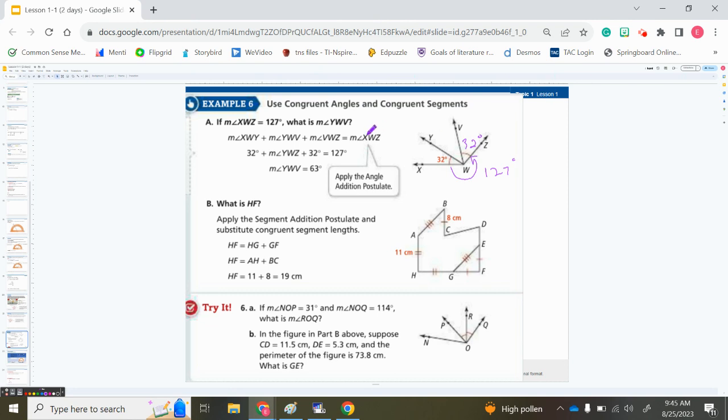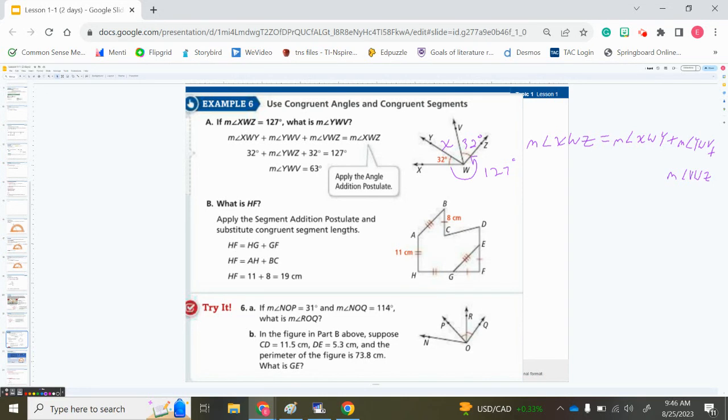All right, so now they're telling us, what is, let's see, YWV. So here's Y, here's W, here's V. I'm going to label that with an X. So when I set this up, I'm going to set it up as the measure of angle XWZ, so the entire thing, is equal to the measure of angle XWY plus the measure of angle YWV. Sorry, it's a little curve there, but then also plus the measure of angle VWZ. So the angle addition postulate, it works for more than one angle as long as it all combines.